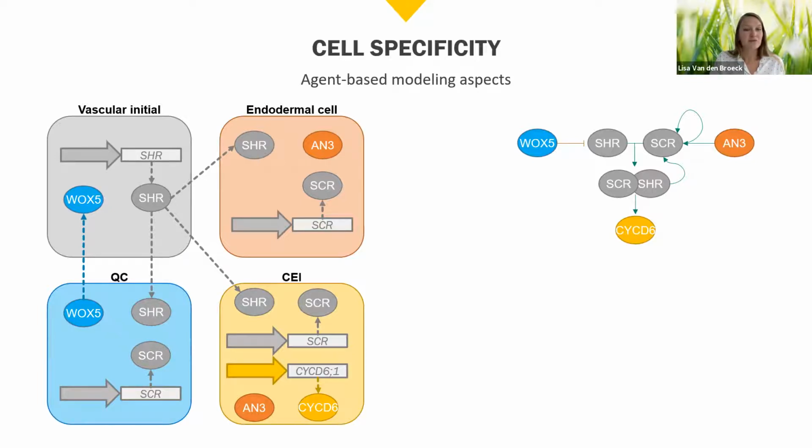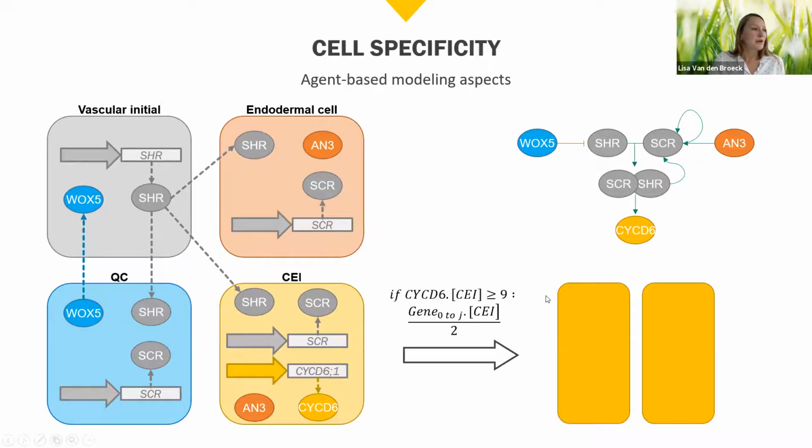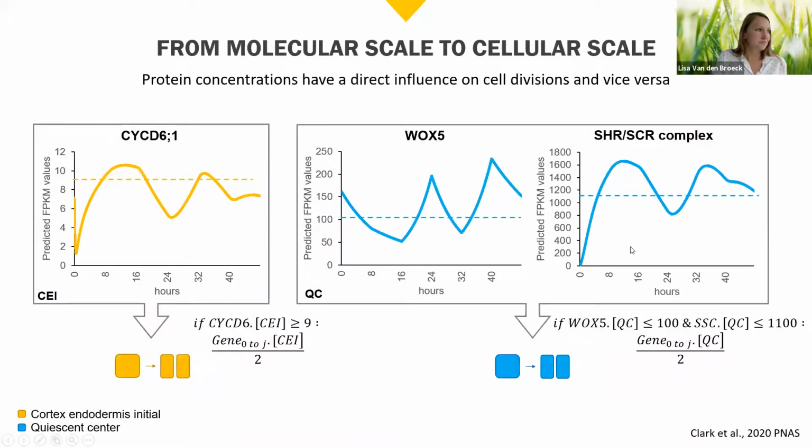Basically, the agents or cells will only divide based on simple rules when these are fulfilled. So, for example, when cyclin D6 exceeds a certain concentration, the cell will divide. Here you can see this is the expression pattern of cyclin D6. When fitted to the data, here you can see it from WOX5 and the short-root scarecrow complex in the QC. So when the expression of cyclin exceeds a certain value, your cell will divide, your CEI cell, while for the QC, when WOX5 and short-root scarecrow complex are below a certain concentration, the QC will divide.